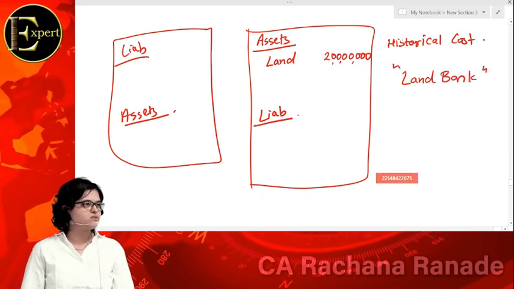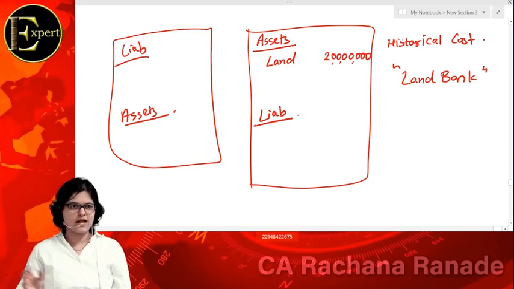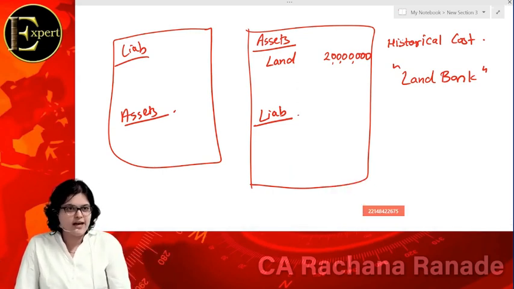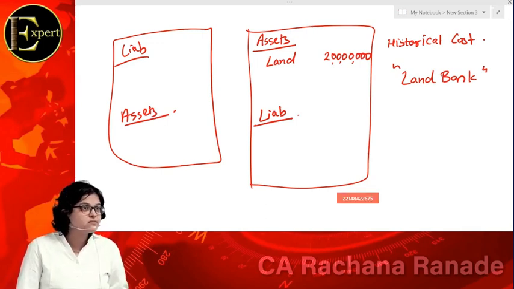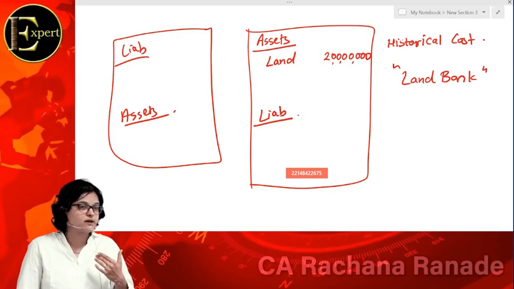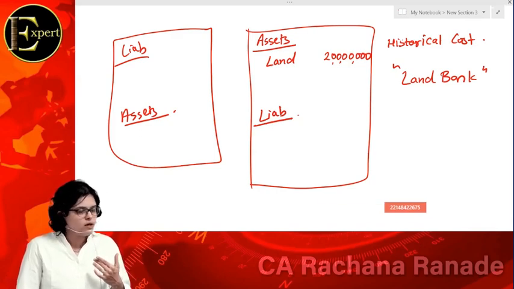For them, bank balance से ज़्यादा important होता है land bank. How much land they have. The more and more land they have, that too at a cheaper price, their profitability is going to be better, very high in fact. Okay.